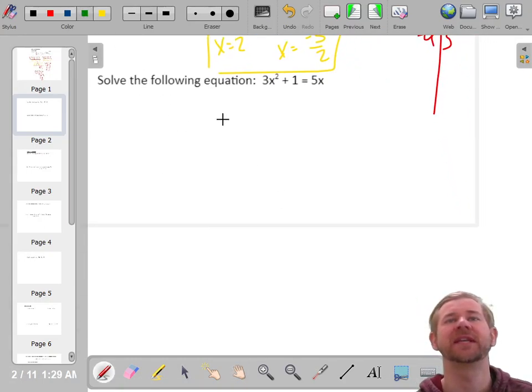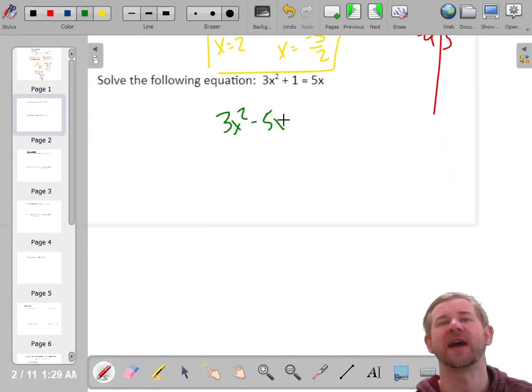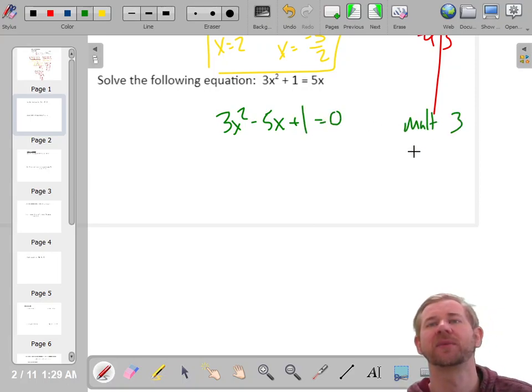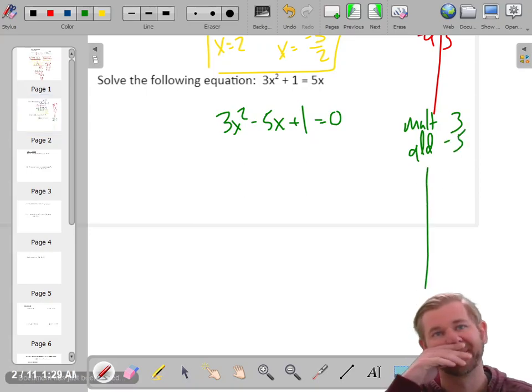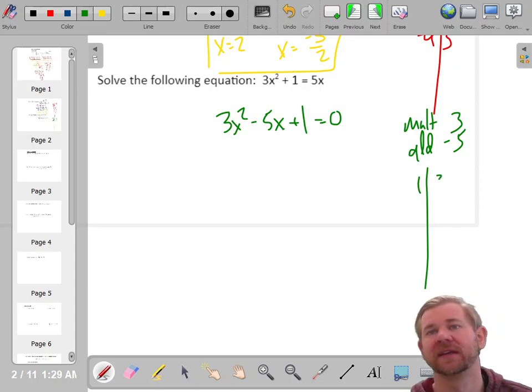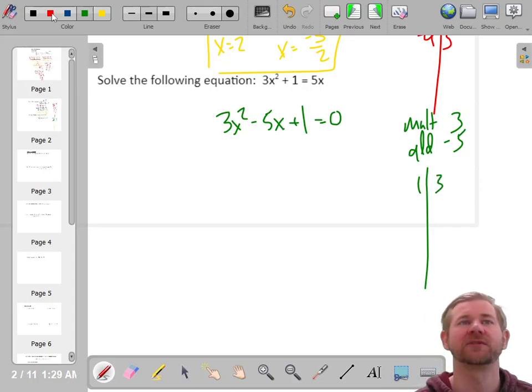Same game for this one. Get everything on one side, so you have to subtract the 5x first. And now you have to find numbers that multiply to 3 and add to negative 5. Wait, that's not going to work. Nothing's going to multiply to 3 and add to negative 5. Guess we're doing the quadratic formula.